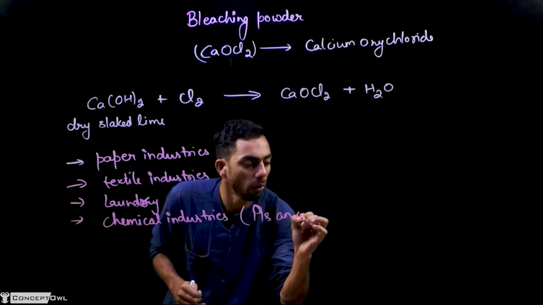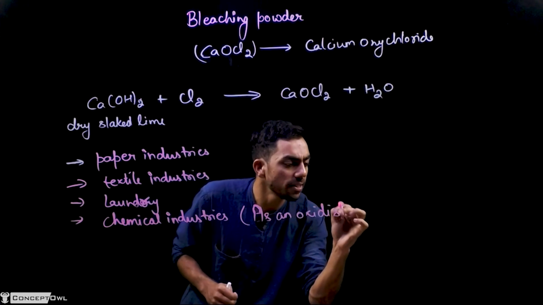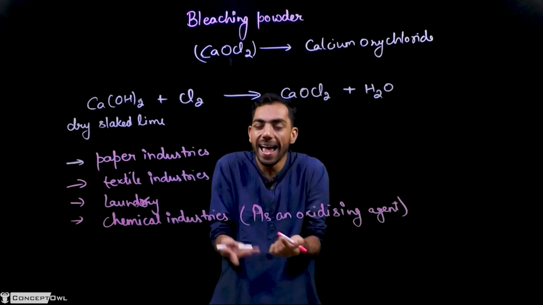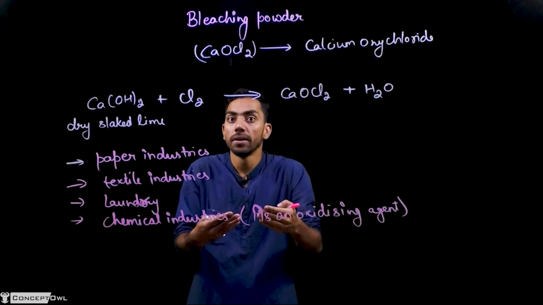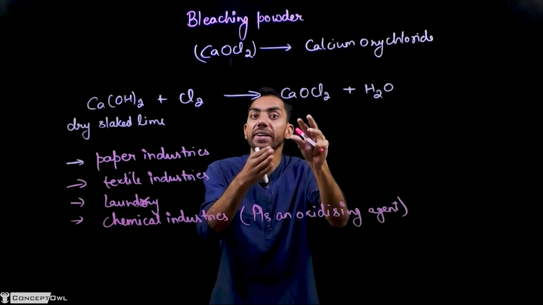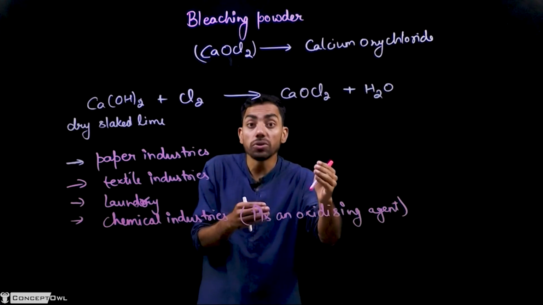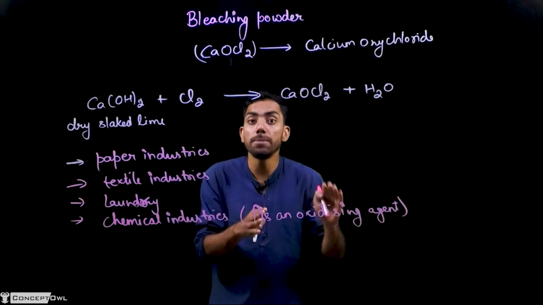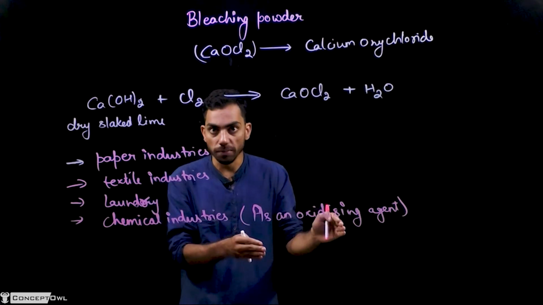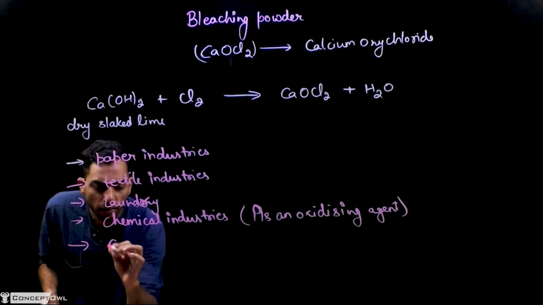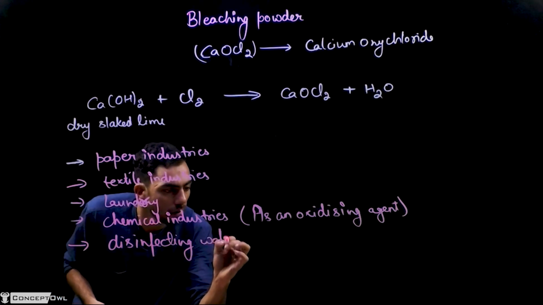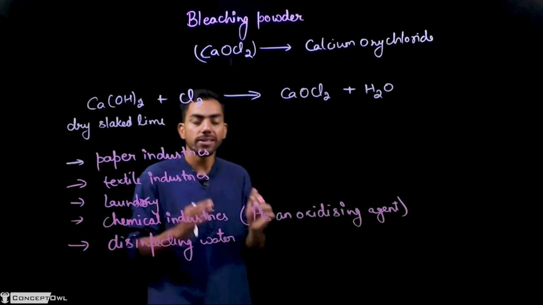as an oxidizing agent. Why oxidizing agent? So what is an oxidizing agent? An oxidizing agent is one which helps in oxidation. How can it help in oxidation? By providing its oxygen. So our calcium oxychloride, our bleaching powder, contains oxygen. So it can give this oxygen to another compound. So it helps in oxidation. That's why it is used in chemical industry for oxidation purposes. It is also used for disinfecting water, drinking water. Is this clear?